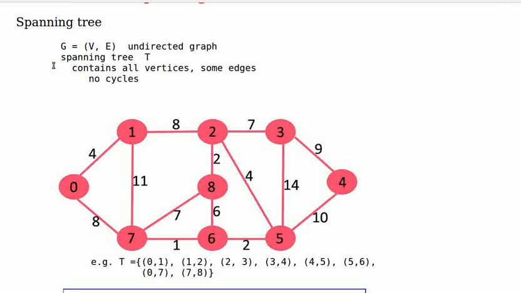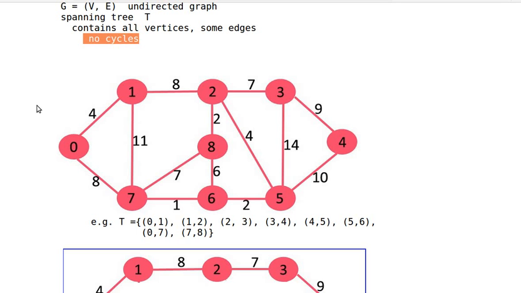It does not contain any cycle. A cycle is a path that starts from a vertex and ends at the same vertex. For example, in this graph, 0, 1, 7, 0 is a cycle.